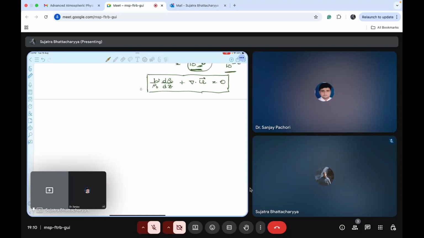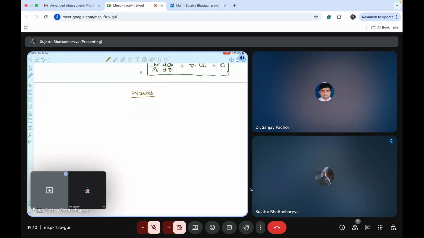Okay, so let's start the waves. So in physics we all know different definitions of it. So I will write a couple of things and then I will show one animation I have found out about the group velocity and phase velocity. We all know this, but animation makes it much better.